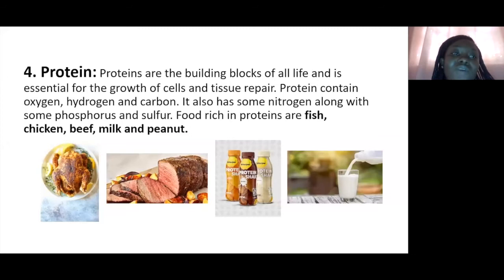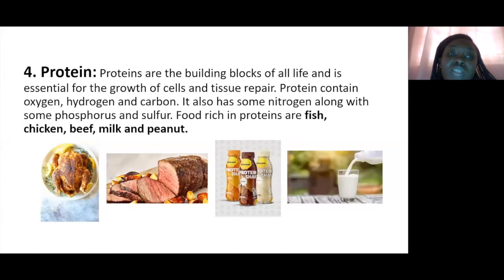Proteins consist of oxygen, hydrogen, and carbon. Okay, what other two nutrients are made up of oxygen, hydrogen, and carbon? Just did it. Carbs, carbons, what else? Good. Good, Rory. And fats, yes. Awesome job, Rory. But guess what? Protein contains some other little stuff, right? So they also contain some nitrogen, some phosphorus, some sulfur, right?